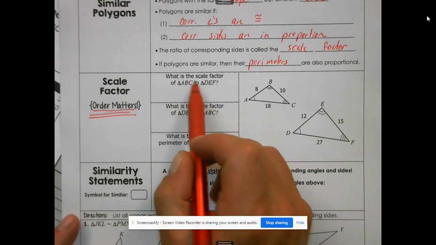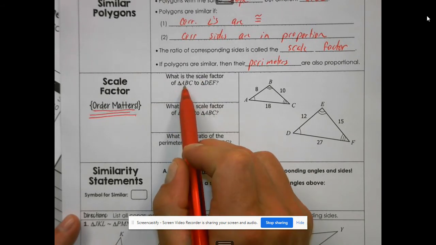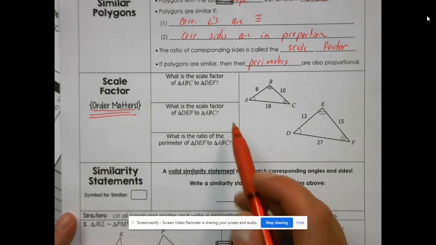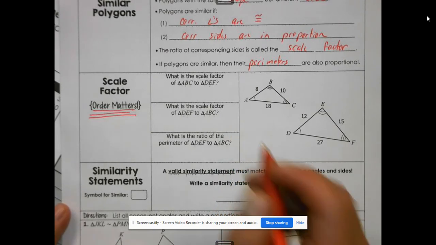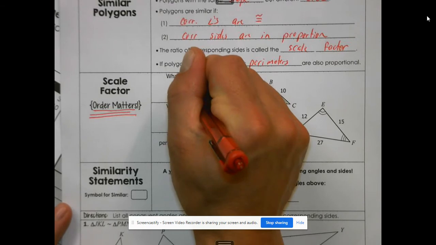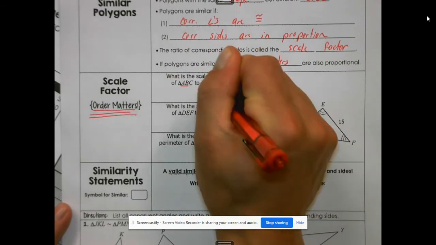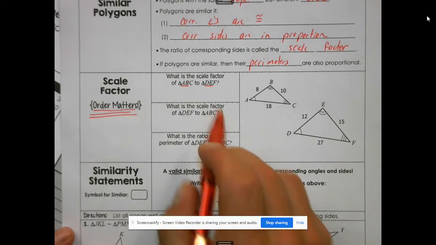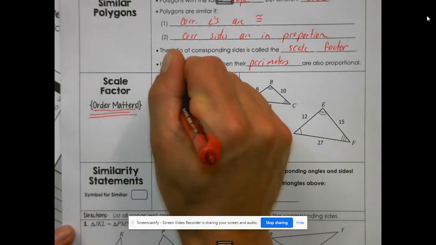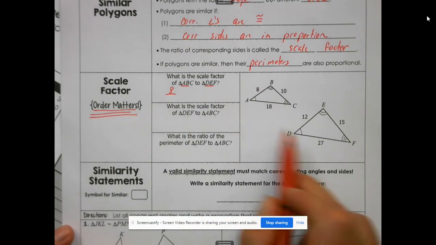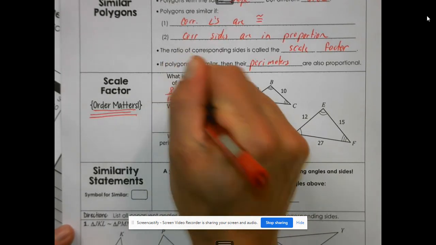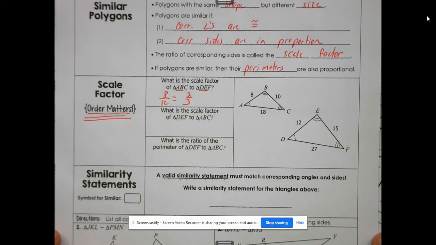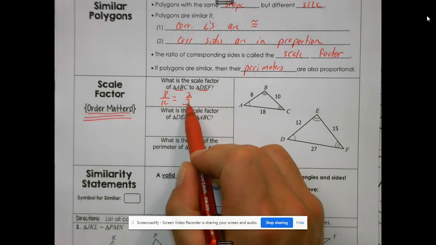So the first one says, what is the scale factor of triangle ABC to triangle DEF? All you have to do is match up two sides and reduce it. So if I look at my similarity statement here, I'm going to use side AB and match that up with side DE. You had three options. I just picked that one to work with. All right, so side AB is 8, side DE is 12, and then I can reduce that to 2/3. So the scale factor from triangle ABC to triangle DEF is 2 to 3 or 2/3.